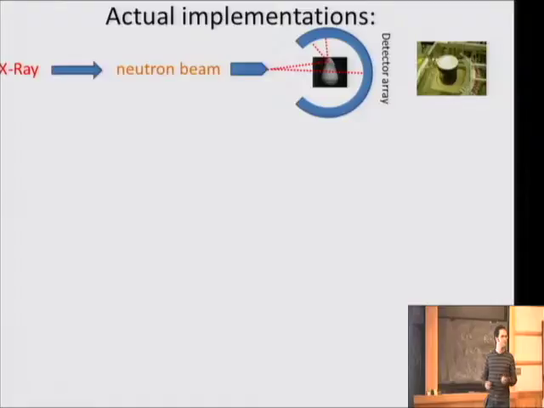Okay, so let's talk about how we actually implement it. We don't use X-rays, we use a neutron beam. We shoot a neutron beam at the object, and this is just a cartoon: some neutrons go straight through, some get swallowed by the object, and some get scattered and go to the sides. And we have this array of detectors measuring how many neutrons actually hit the other side.